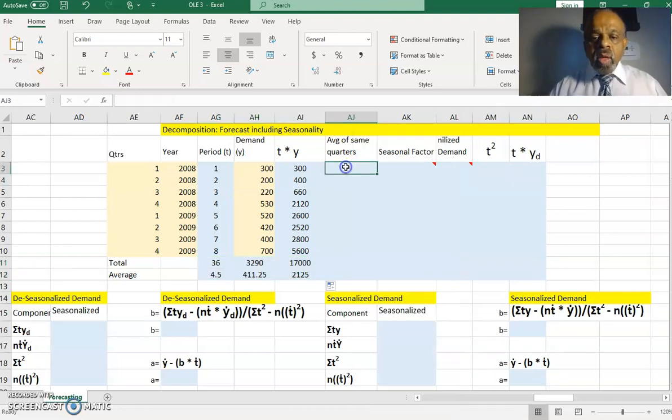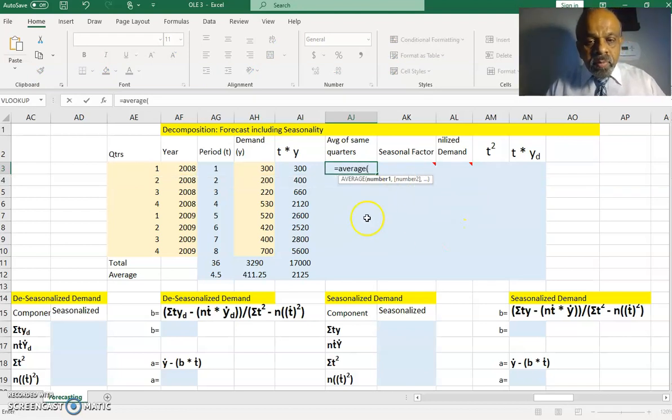Next thing I'm going to do is find the average of the same quarters. So I'm going to do seasonality. I know seasonality is based on the period. So the first quarter of 2008 and the first quarter of 2009 are pretty much the same season. The second quarter of 2008 and second quarter of 2009 are the same season. You see what I'm saying? That's exactly what I'm planning to do. I'm going to take the average of the same quarters, and that will be enough for me to look at the seasonal effect.